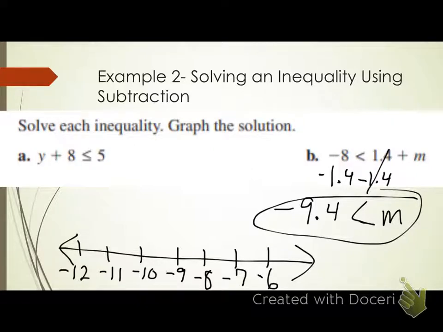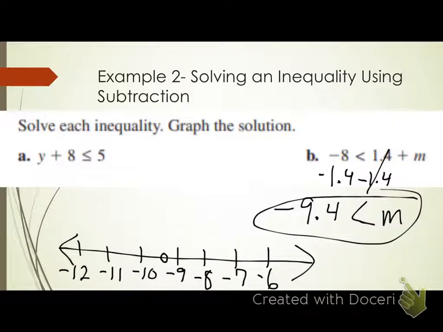Open or closed dot at negative 9.4? It's open because it's not included in this case. It's not equal to negative 9.4. Where do I put my point? Between negative 9 and negative 10. Not quite halfway. Somewhere about right in there.